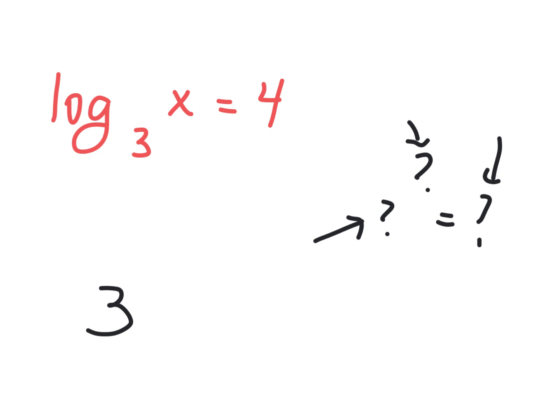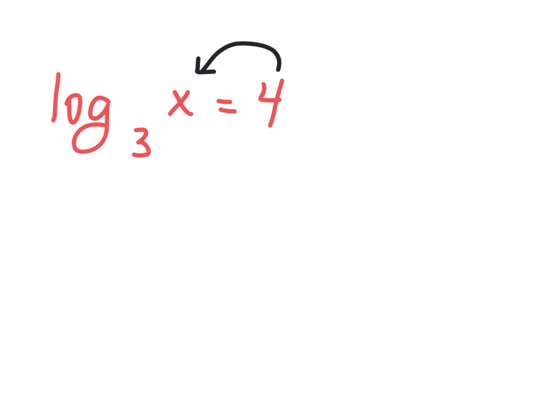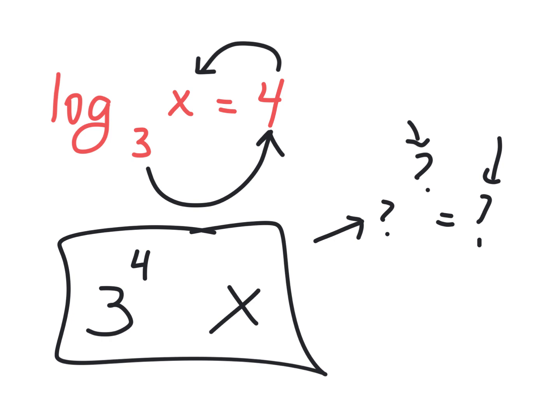3 to the x? No. Remember the circle of logs. 3 to the 4th equals x. That is powerful because look, it's solved for x. X is alone now. And the answer is 3 to the 4th. So rewriting logs was one of the most important things for today. If I give you a log, you got to be able to say what it is as an exponent problem. Because now the answer is just 3 to the 4th, which is 3 times 3 times 3 times 3, which is 9 times 9, which is 81. So the answer is 81.